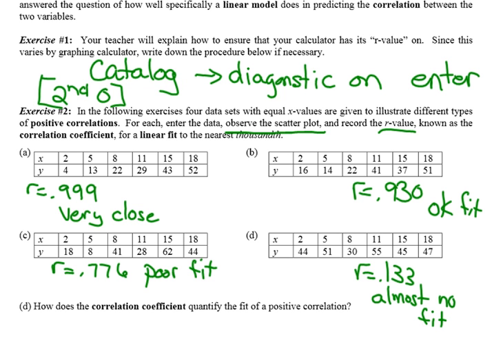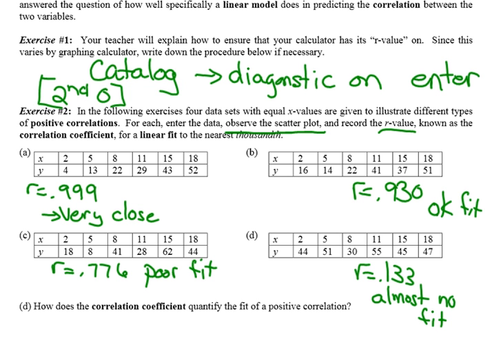Okay, so for letter A, you get an R value of 0.999, and when you notice, that means your points are very close together, right? So that's what I said here, very close together. For letter B, you have 0.930, and now your points are starting to get a little bit more spread apart, right? They're not as closely grouped together, and that's an okay fit.